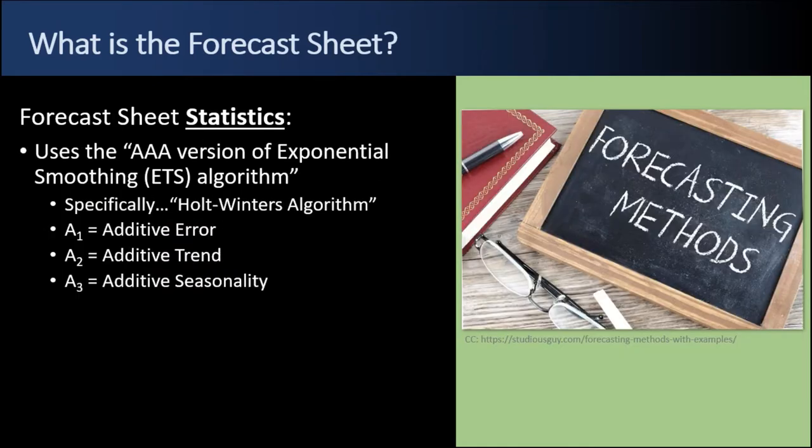So what statistics are behind the forecast sheet feature? Well, it uses the AAA version of the exponential smoothing algorithm, specifically the Holt-Winters algorithm. The AAA stands for the first A is additive error, second A is additive trend, and the third A is additive seasonality. So it's factoring in errors, it's factoring in trends from extrapolating on the past, and it's adding in seasonality, where you have periodic ups and downs.